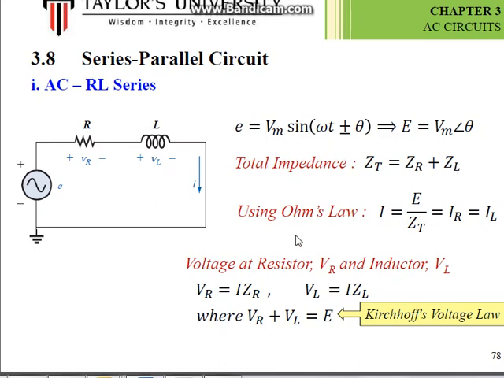If I want to use my Ohm's law to get my I, my I will just be my voltage source, which is my E, divided by my Z. In this case my IR and IL are the same, because for any given series circuit, the current that flows through any element remains the same.